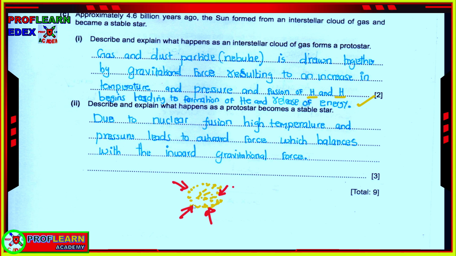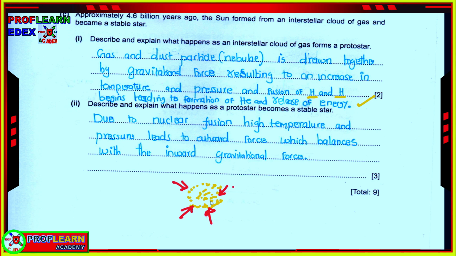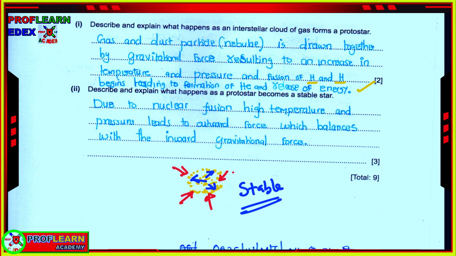Then in the process, since these nebulae contain hydrogen nuclei, and there is high temperature and pressure due to the compressive force of gravity, fusion of hydrogen and hydrogen begins. But because this is a nuclear reaction, high temperature and pressure will now be created outward. When these outward forces are balanced with the inward gravitational force, the star enters a stage called the main sequence, which is a stable star.